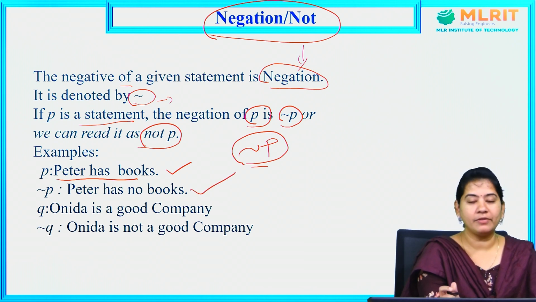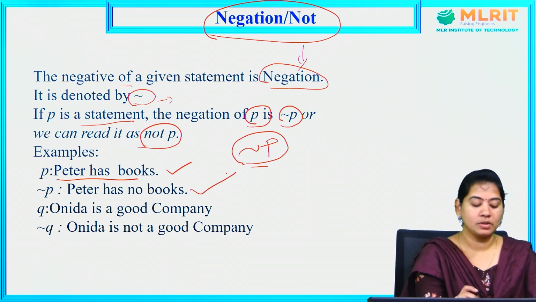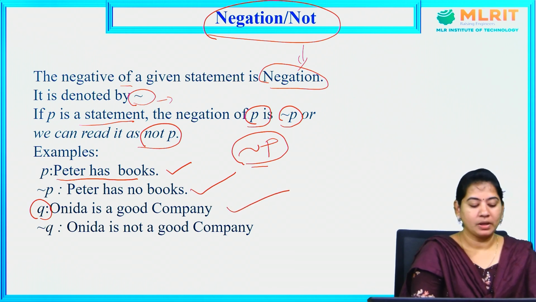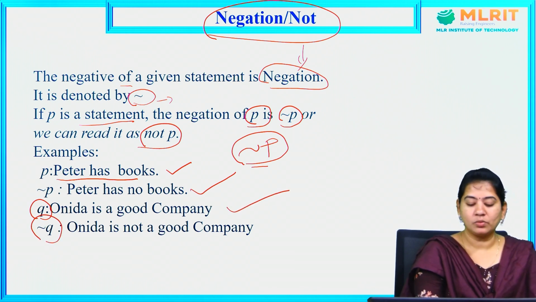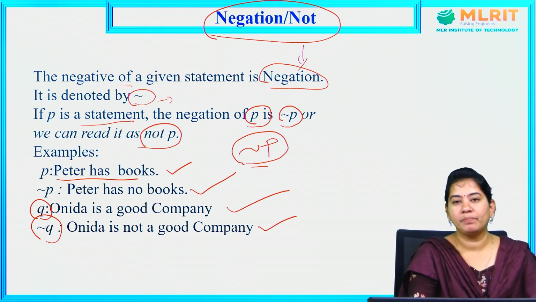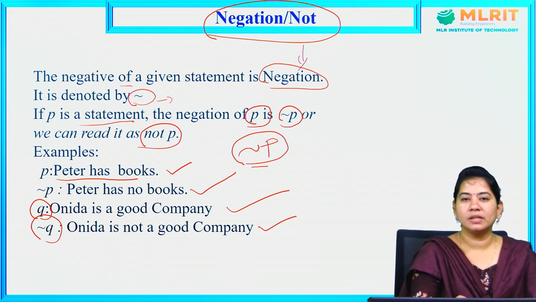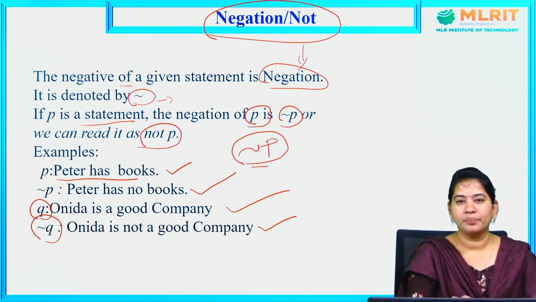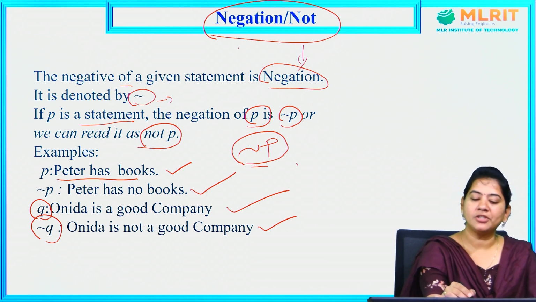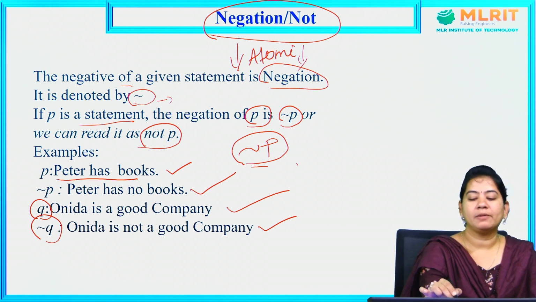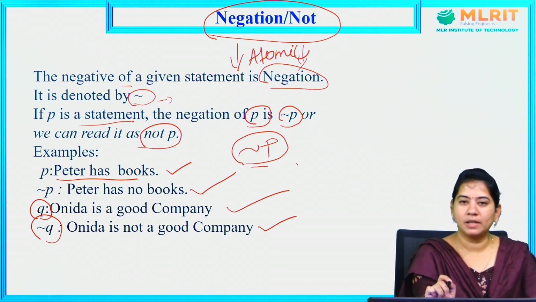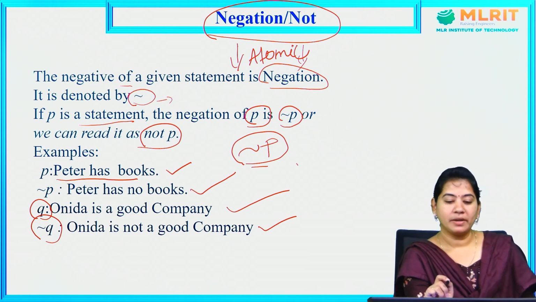Peter is not having books. Peter has no books. And Q, if you observe, is "Onida is a good company." And what is the negation of Q? Onida is not a good company. So here what we are doing in the negation is just writing the opposite of the given statement. So basically this negation will always be an atomic statement, as we are dealing with only one operator and one variable. So this is called negation.